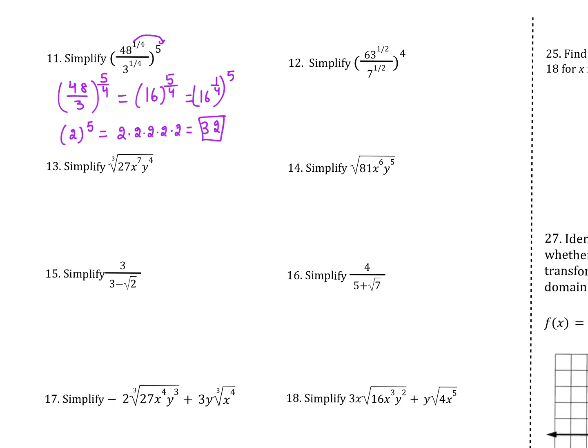Similarly, for number 12, you're going to have 63 over 7, and you have this 1 over 2 outside, so 4 times 1 over 2 is going to be 2. 63 divided by 7 you can reduce to 9, and 9 squared is 81.